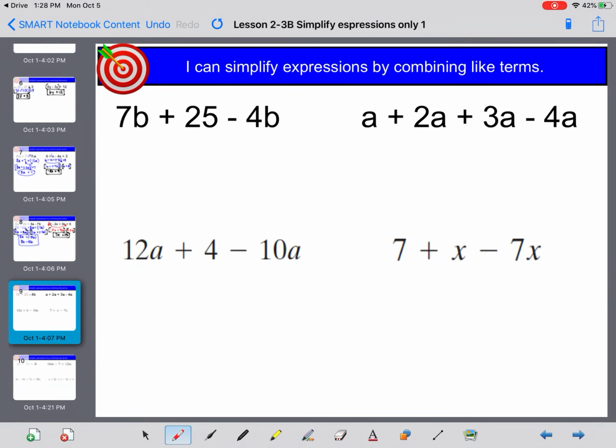All right, so this first one, you should have renamed this as adding negative 4b. Then we want to use the commutative property to switch the order. 7b plus negative 4b plus 25. Then the associative property allows me to put these together. 3b plus 25.